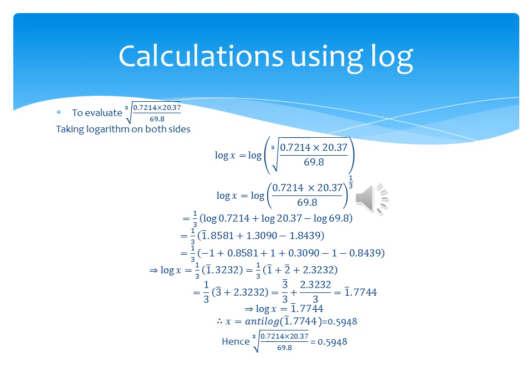Wherever you have product, you will add, and wherever you have division, you will subtract. So log of 0.7214 plus log of 20.37 minus log of 69.8. The log values are taken from the table as usual. So 0 point, I write bar 1 point, 72 under 1 and 4 from the table, plus log of 20.37, 20 has 2 digits, so 1 point, 20 under 3 and 7 from the table, minus log of 69.8, 69 consists of 2 digits, so 1 point, 69 under 8 from the log tables.